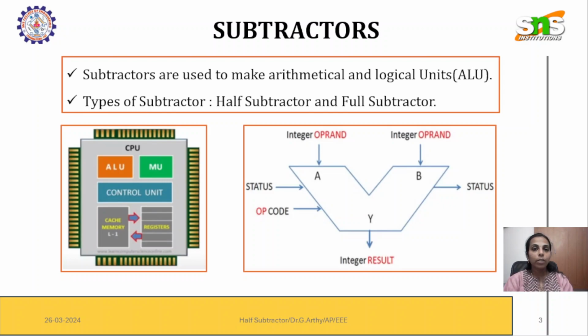Arithmetic operations include basically addition and subtraction. So we have subtractors in ALU. This is a CPU or a processor, and these are the components inside a processor. And one of the components is the ALU, which needs the subtractor. And this is the logical symbol of ALU with inputs and outputs. Subtractor is basically used to make arithmetical and logical operations.